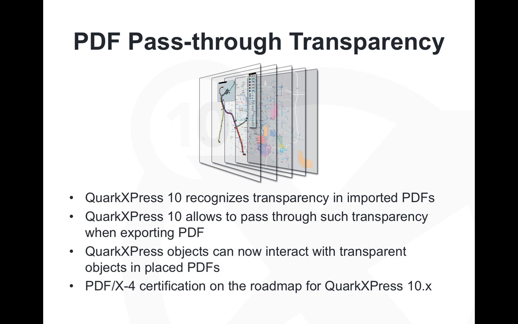With our better and deeper understanding of transparency and PDFs, we now have the ability to pass PDF transparency right through the output process. So QuarkXPress 10 will recognize transparency in an imported PDF. Transparent objects in QuarkXPress can even interact with those placed PDFs, and we will output and carry that live transparency right through to the end of the process. And of course, that gets us a long way towards PDF/X-4 certification, which you won't be surprised is on the roadmap for the QuarkXPress 10.x timeframe. So with that, let me switch across now to QuarkXPress 10 and show you some features.